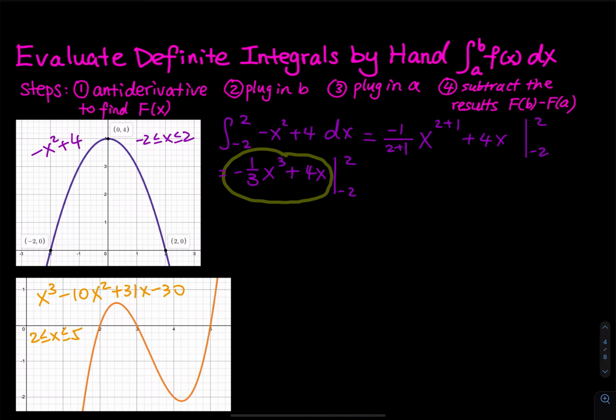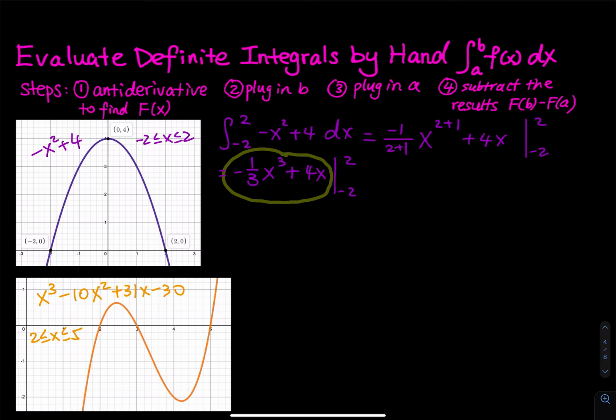I want you to check your answer really quick. How do I know this is the correct antiderivative? To answer this question, take the derivative of that. You will be able to get back to the function. Can you do that for me? Take the derivative of this. Bring the 3 down, 3 minus 1. The derivative of 4x is equal to 4. So we just go back to the function.